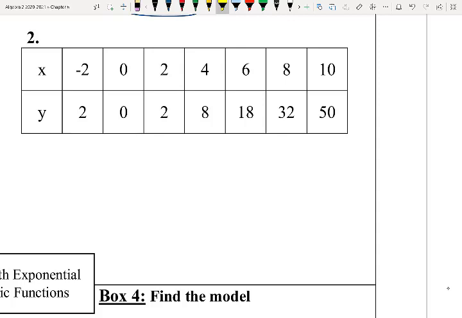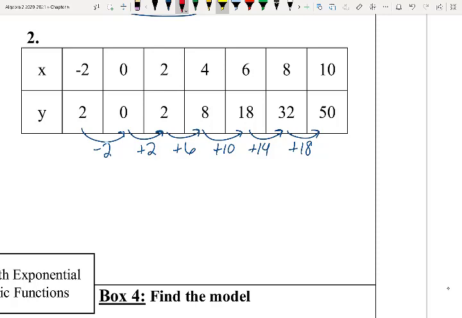So, like I said, we're going to look at that first difference to see if our y values are evenly spaced. So going from 2 to 0, we would have to subtract 2. From 0 to 2, we would have to add 2. 2 to 8, that's adding 6. 8 to 18, we're adding 10. Let's see, 18 to 32, we are adding 14. 32 up to 50, we would have to add 18 there. So our first difference is definitely not consistent. Right? I'm not only having some negative and some positive, but they're all different numbers.